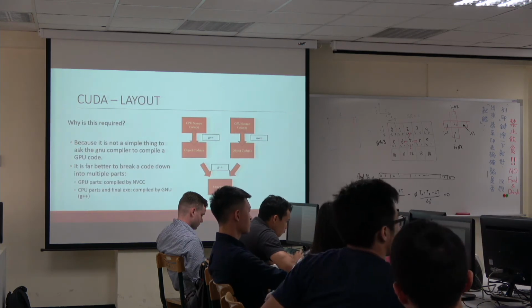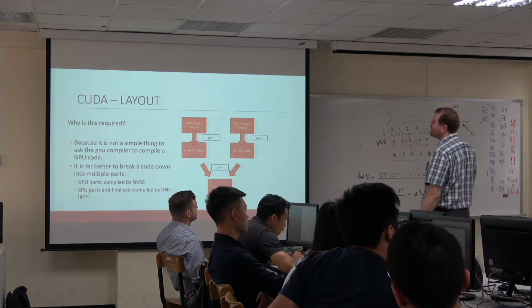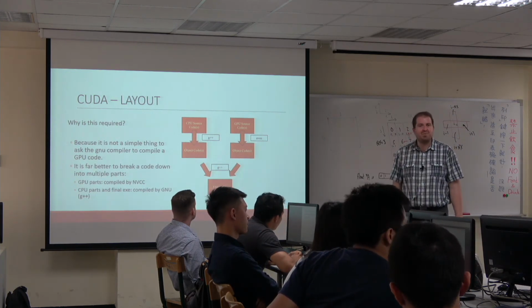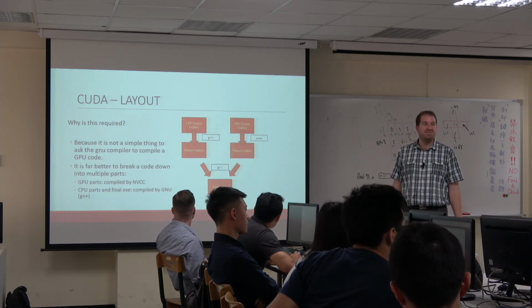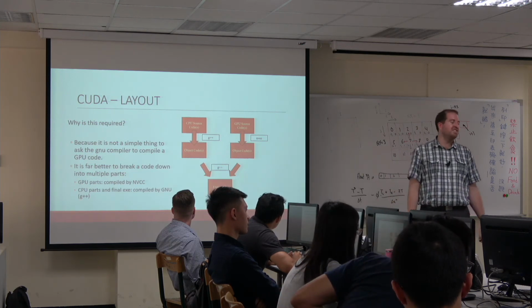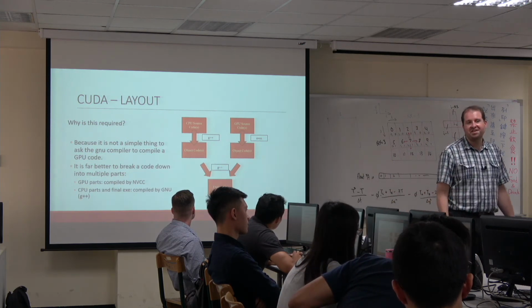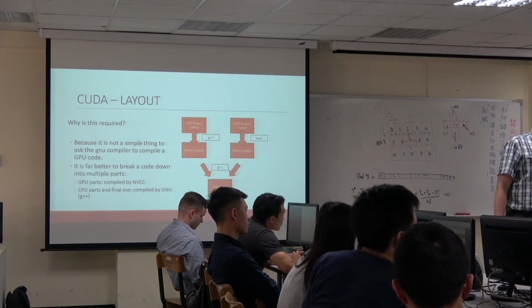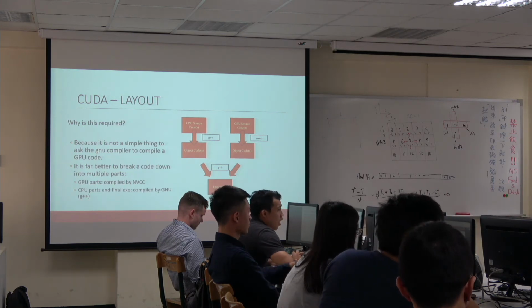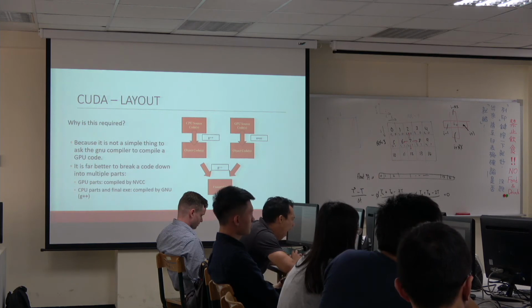Of course, we can't use G++ to compile everything. G++ doesn't know anything about GPU, so we can't use G++ or GCC to compile our CUDA codes because that poor little compiler has no clue whatsoever about the hardware on the GPU device.